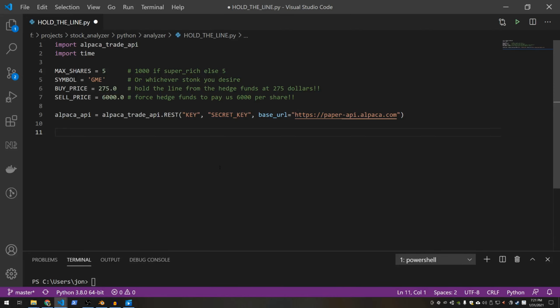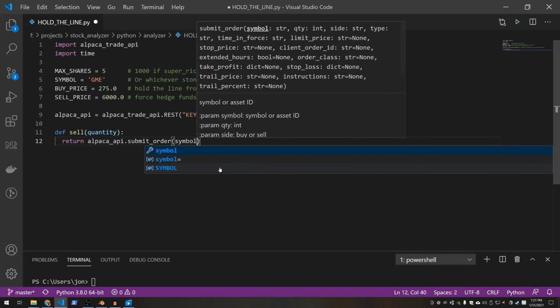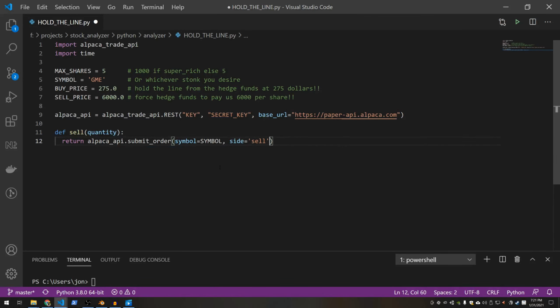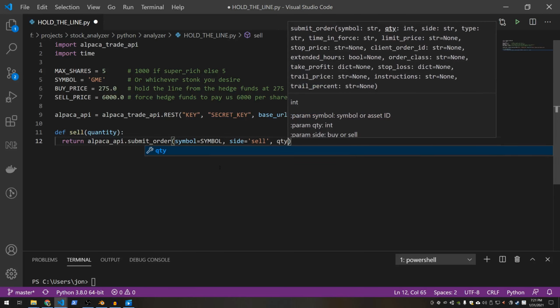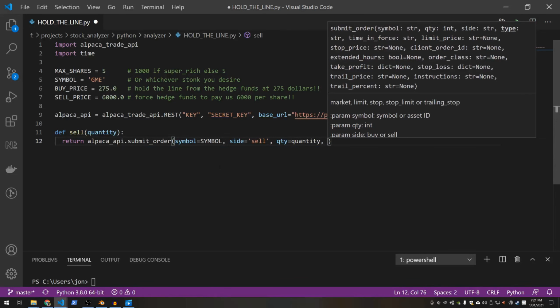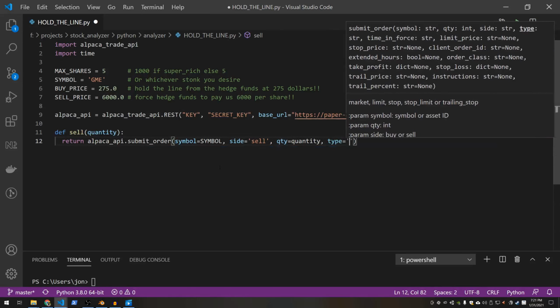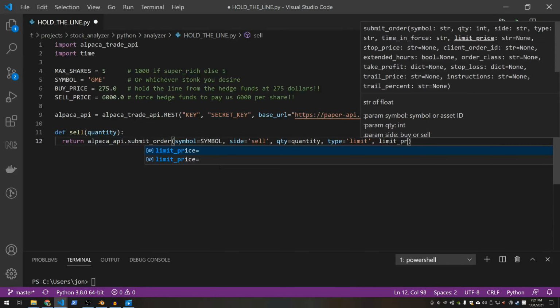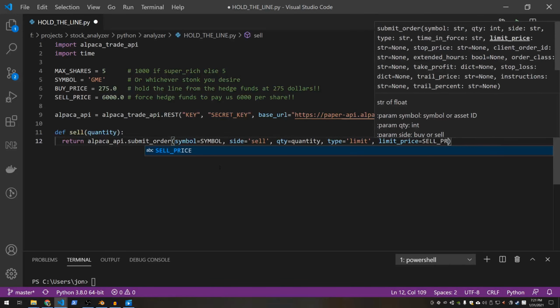Then we can create two functions to sell and buy stock. So the first one will just be our sell function. There's a submit order method on the Alpaca API. We use our symbol here. The side is going to be sell. It's either buy or sell. The quantity is going to be the passed-in quantity argument. The type is going to be a limit order. We'll talk about why that is in just a minute. And then the limit price will be our sell price from above.